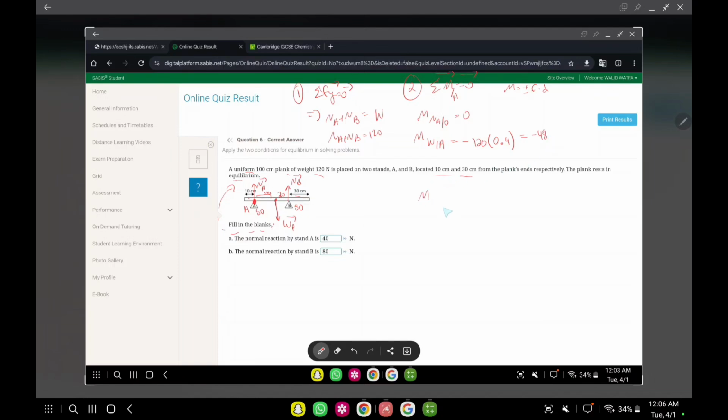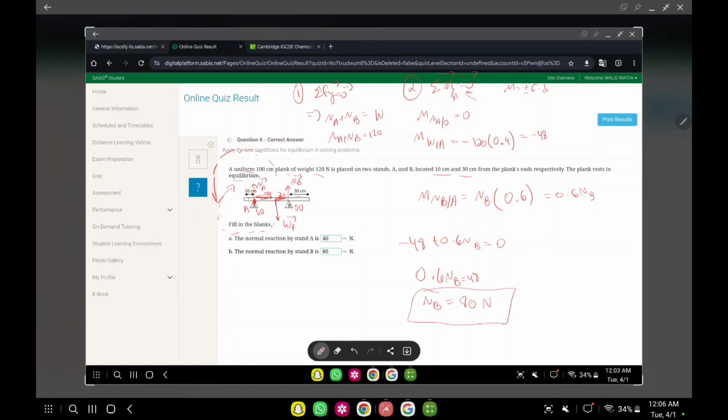Next, the moment of NB about A. If you continue it, it's going to go counterclockwise, so it's going to be positive. The force NB, we don't know it. The distance is how much? Over here, we figured out this is 20, and this is over here 40. So 60 centimeters, so in meters is 0.6. So 0.6 NB. We know they add up to 0, so that means minus 48 plus 0.6 NB is equal to 0. So you're going to get 0.6 NB is equal to 48. Means NB is equal to 80 newtons.